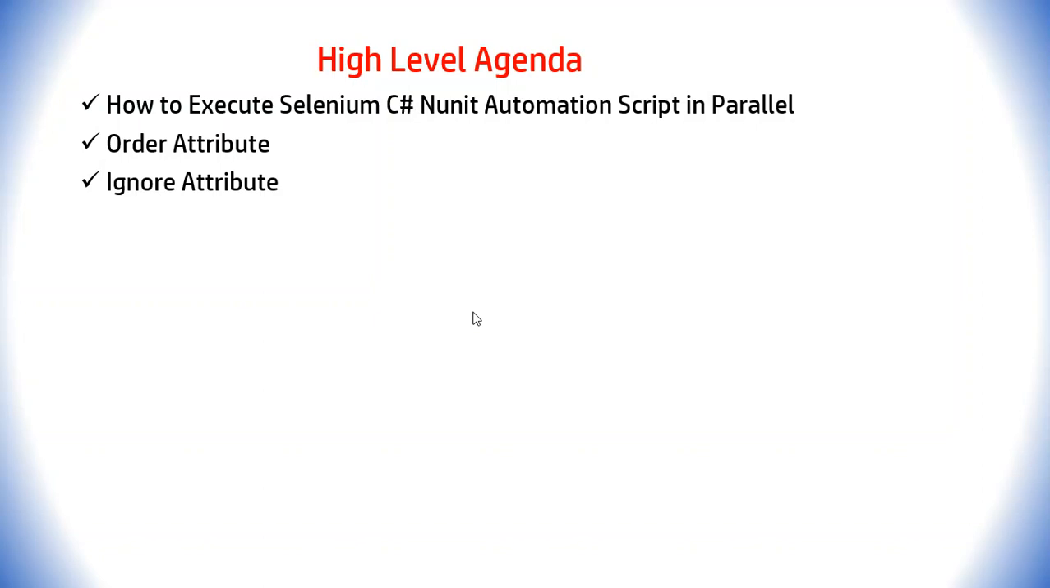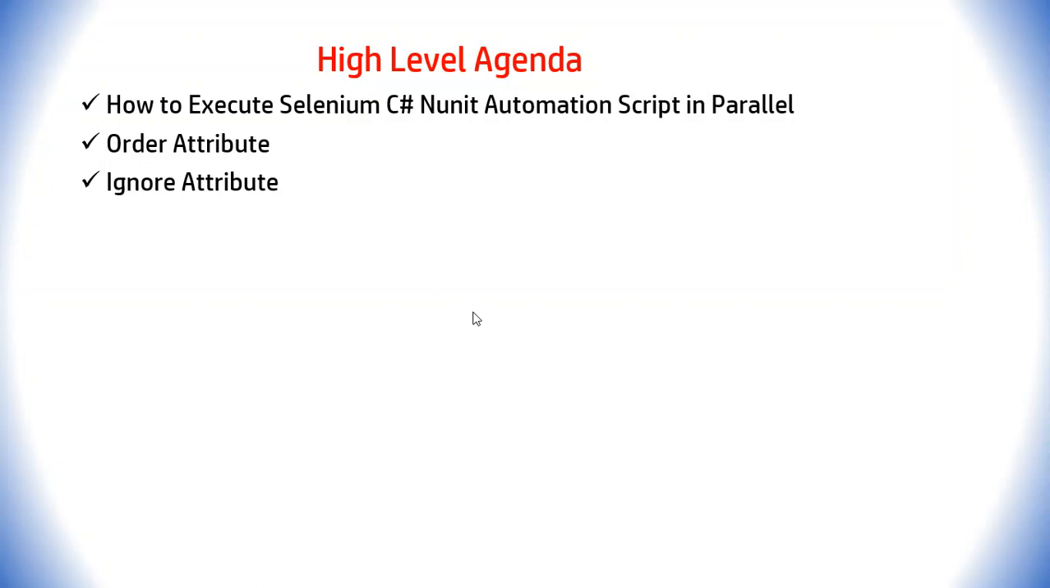The Order attribute is nothing but giving priority to Selenium C Sharp NUnit automation scripts. The Ignore attribute is for when we have, say, 50 test scripts, and because of an existing defect in open status, we will be ignoring some of the test scripts from the test suite.